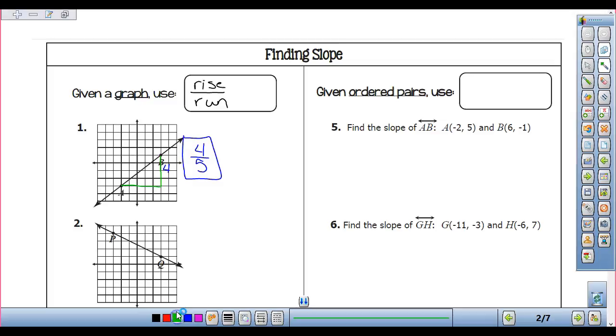Alright, if we look at this one and I make my little triangle, what's my rise? 3. Over, what's my run? 6. Reduce it to 1/2. Look at your line. Is it going up or down? It's going down, so it is negative 1/2.